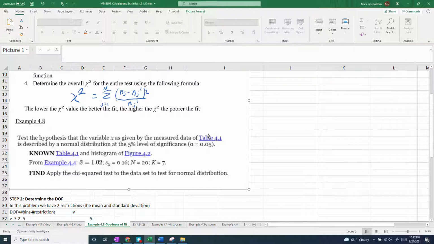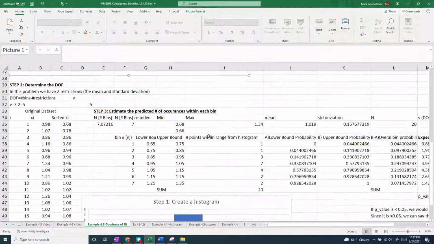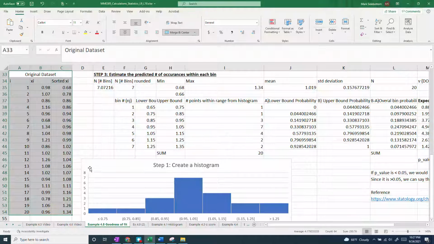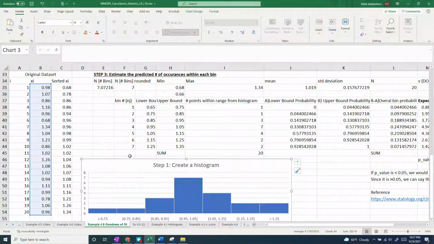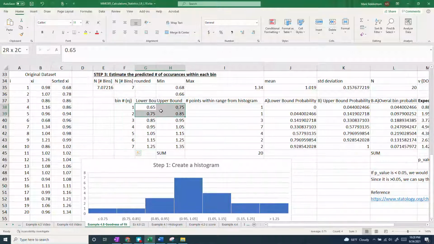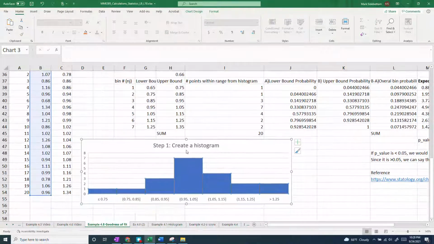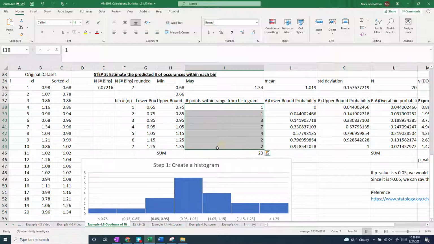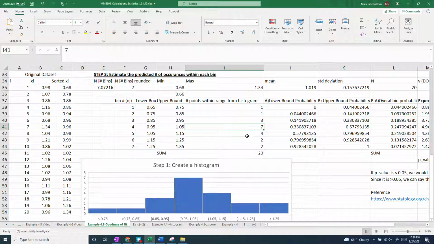Let's go back to the data that we had in table 1. Our data set is shown on the left-hand side here. From this data set we can create a histogram. We did this in an earlier example. We had 7 bins, and we defined a range of each bin of 0.1. The lowest part of our histogram was at 0.65 and the highest was at 1.35. Based off of the histogram chart, we can determine the number of points within each bin, 1 through 7, so we have all the data for each bin of our histogram.